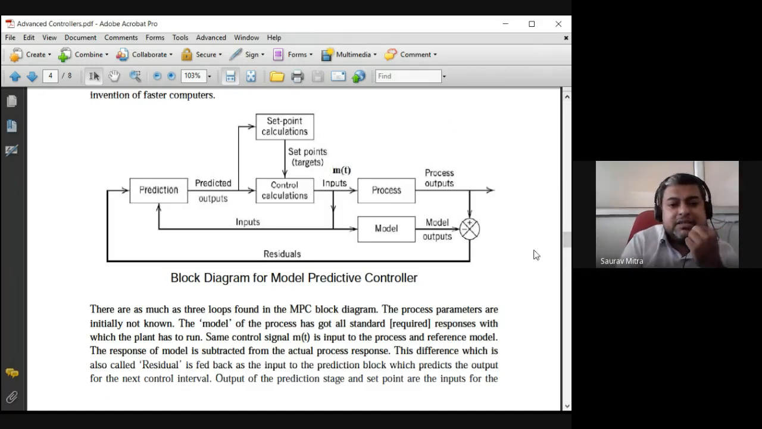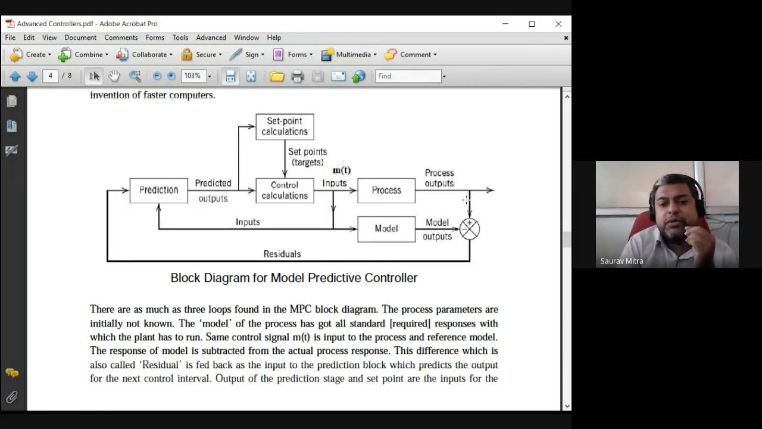So what's happening is this. This is the control calculation. Within it, there is something called a set point calculation. So set point targets are decided by this. Whatever is the output between this model and process, these two are continuously tracked.